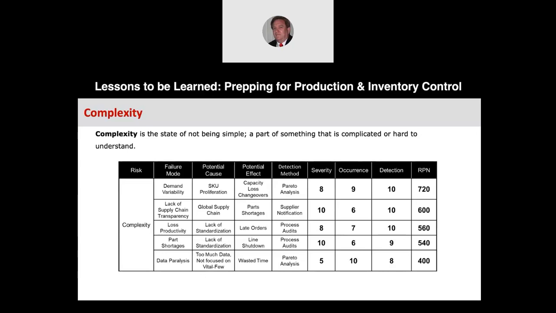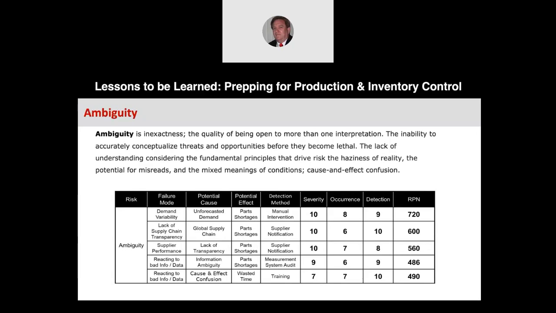So you look at complexity here, and actually all the RPNs are pretty high, though not as high as the 900 that we had on the demand variability that we called part shortages. But here we've got demand variability that would cause capacity loss with too many changeovers. So complexity is definitely an issue to be concerned about and to address.